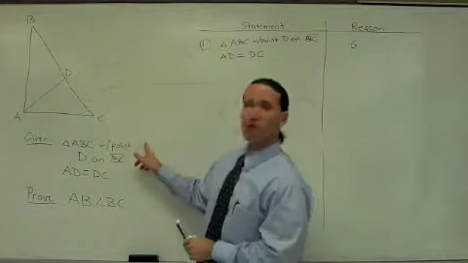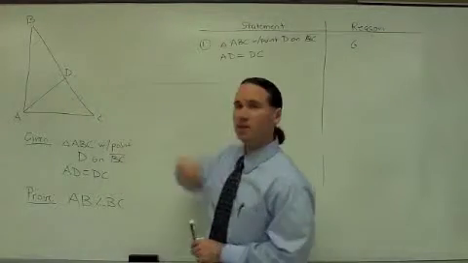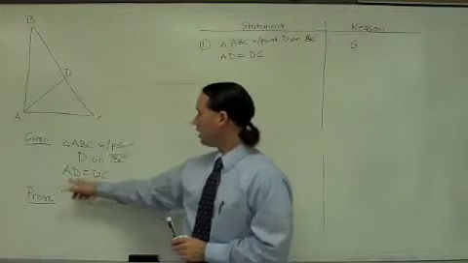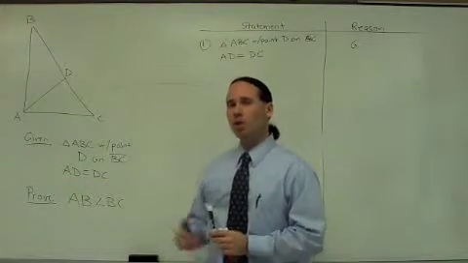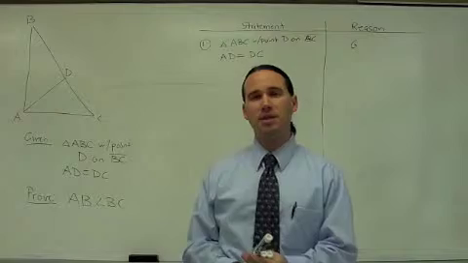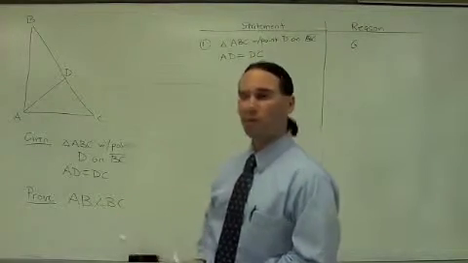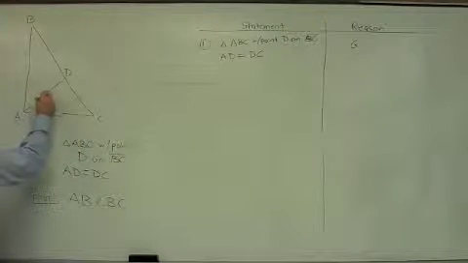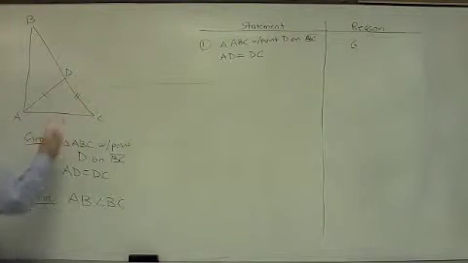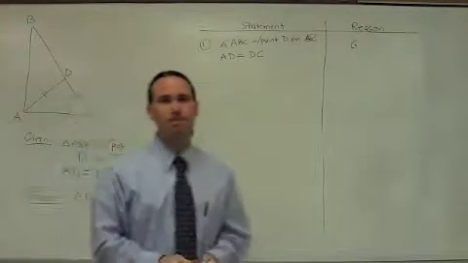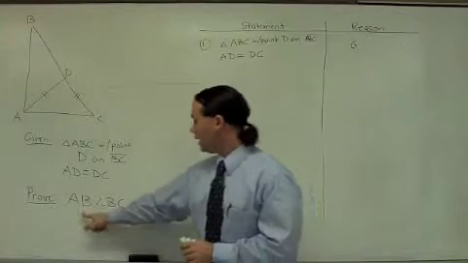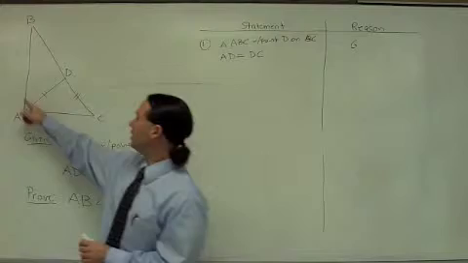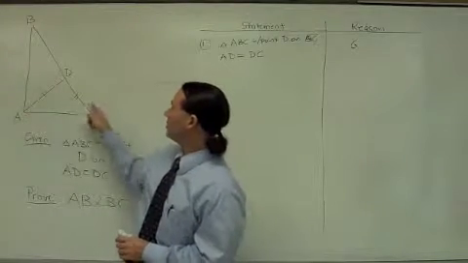So we're given a triangle with a point D on side BC. That's really just describing the picture to us. And then we have AD equal to DC. Well, again, it's hard to mark AD equal to DC, but we can say that they're congruent in the picture so we know what's going on. So we have AD equal to DC, which means that that segment is congruent to that segment. We want to prove that AB is less than BC. So we want to say that this side is less than this side.